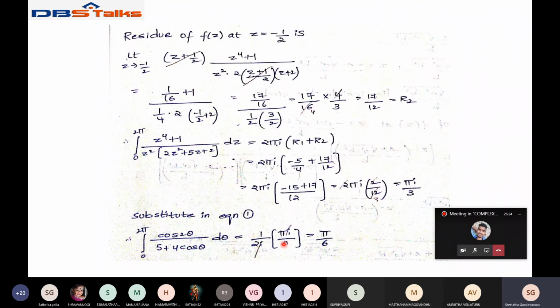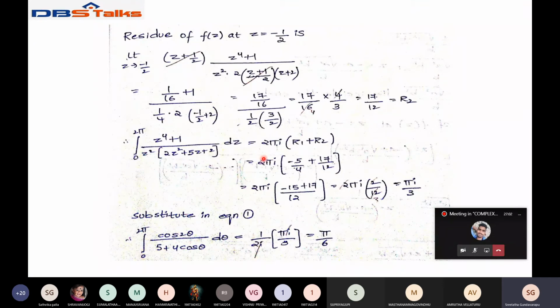Next, to find the residue of f(z) at z = -1/2. This is a simple pole. We write the formula: the limit as z tends to a of (z - a) f(z). So the limit as z tends to -1/2 of (z - (-1/2)), which is z + 1/2, times f(z), where f(z) is (z⁴ + 1) / (z² · 2 (z + 1/2)(z + 2)). Substituting z = -1/2, we get 17/12. That is R2. Next, R3.